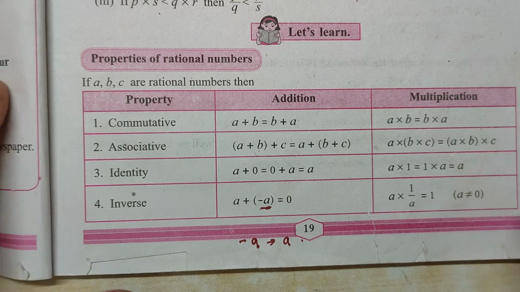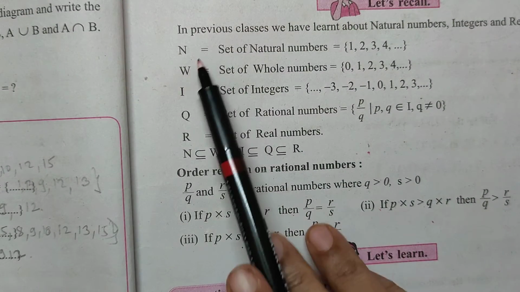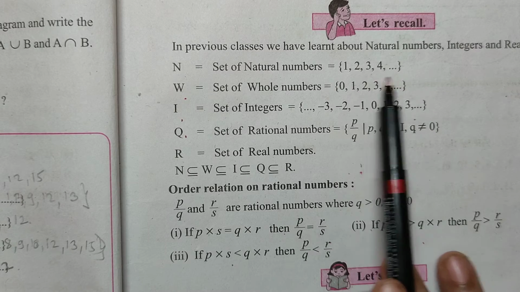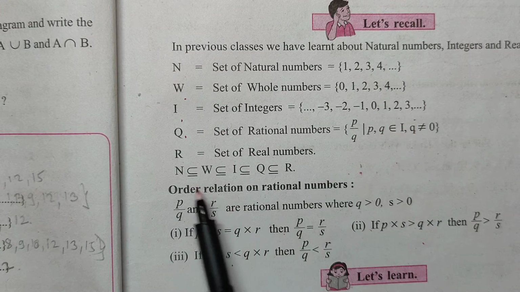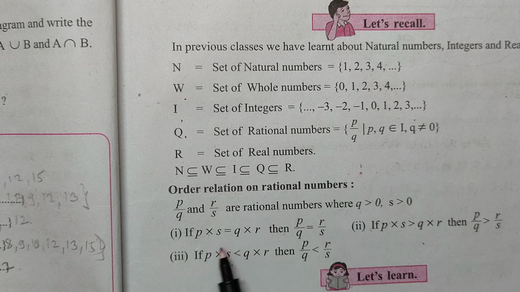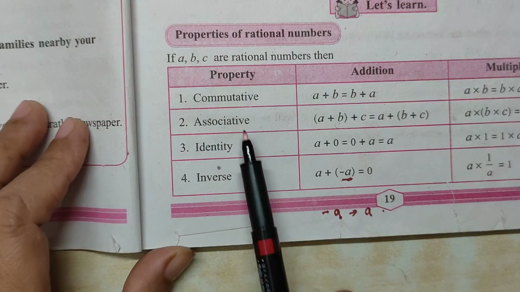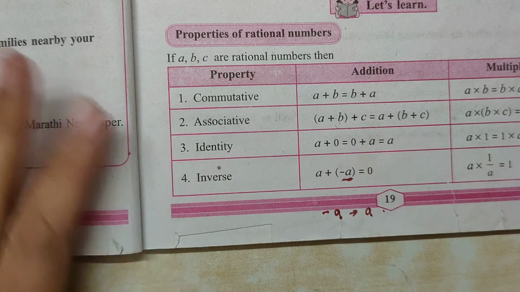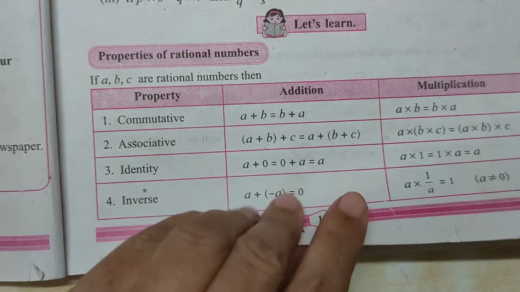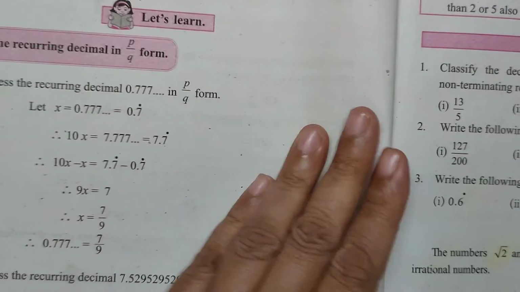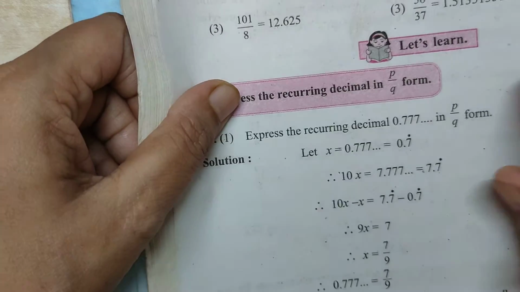Now in your book, write all these 1, 2, 3, 4, 5 sets and the elements in the set, and write the relation between the sets and the order relation, also 3 points, and here the properties of rational numbers. You write this table in your notebook. Now we will see the decimal form of any rational number.